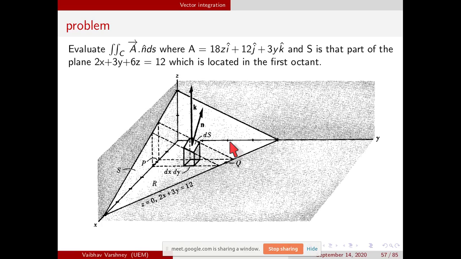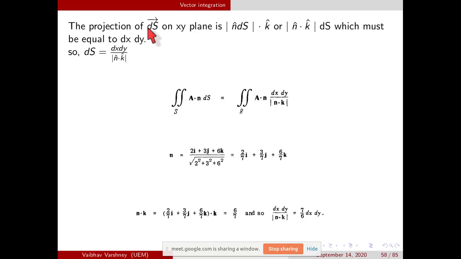So this is the plane. If you plot it, you will get this. And see, this is the surface of the plane, and this is the normal to the surface, n, and this is a small area element ds. Again, now we will use what I am telling you. If we want to project this ds to the xy plane, we will do the dot product with the k vector. See, this k is normal to the xy plane.